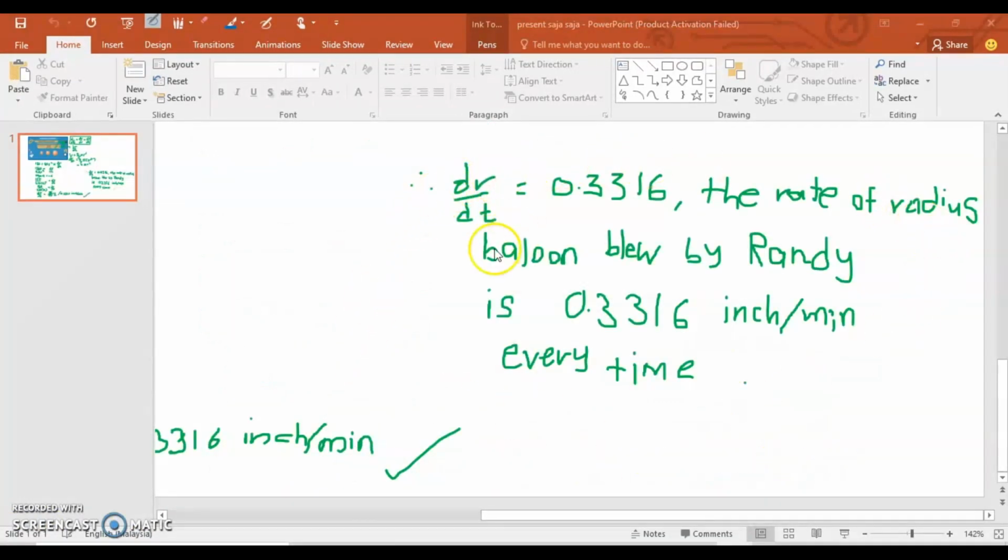The conclusion is, since dr/dt equals 0.3316, the rate of the balloon's radius growth as blown by Randy is 0.3316 inches per minute at that moment, which means that when Randy blew the balloon, the radius increased by 0.3316 inches per minute. Done.